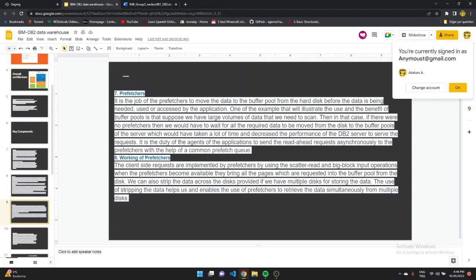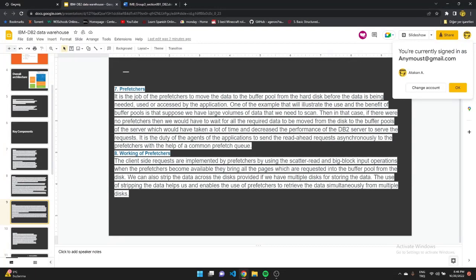We can also stripe the data across the disks, provided we have multiple disks for storing data. Of course, we will allow those. The use of striping enables the prefetchers to retrieve the data simultaneously from multiple disks. Again, everything's about parallelization, as you can see within this architecture, as it should be.